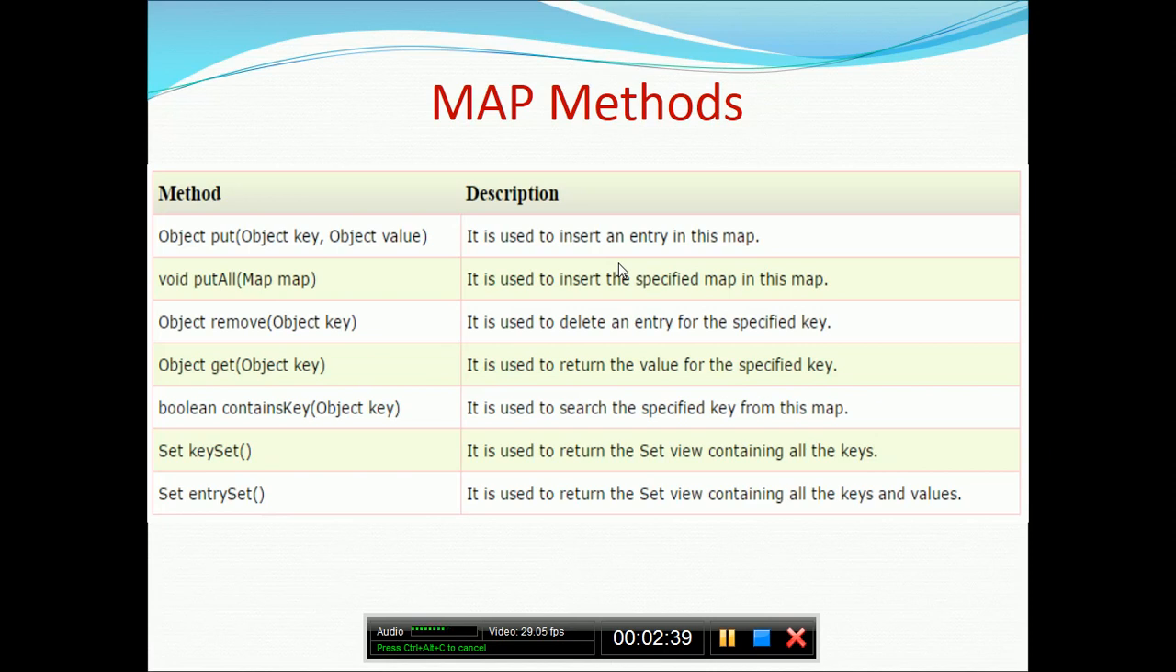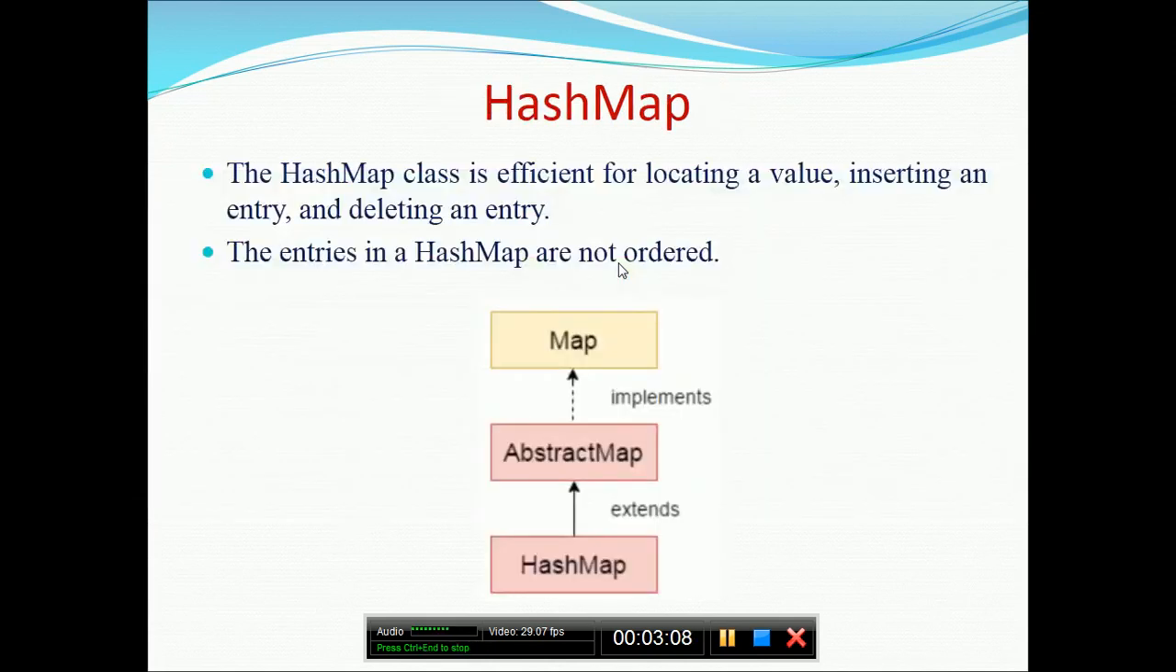Next is the keySet. It is used to return the set view containing all the keys. Suppose you want to just return all the keys in a set view, this could be useful. entrySet is used to return the set view containing all the key and value pairs. So keySet is useful whenever you want to return the set view containing all the keys, while entrySet is used to return the set view containing all the key and value pairs.